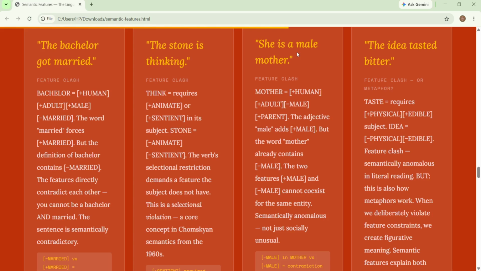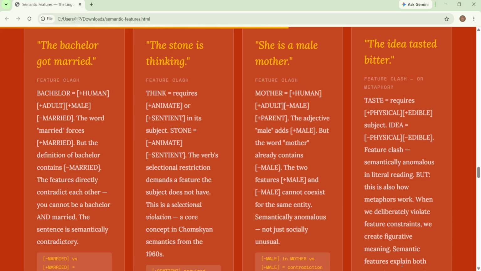So let's look at another feature, the example that is she is a male mother. Well, mother is an adult human parent, but she can't be a male. So the adjective male here suggests that she's playing the role of a man too. But here it is doing semantic violation, as women can't be male. So the two features, plus male and negative male, cannot coexist. So here is semantic anomaly, which is socially unusual.